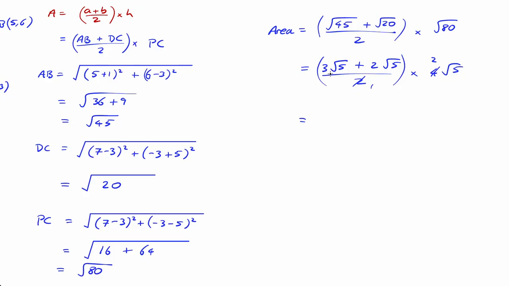Multiply out, I get 3 times 2, which is 6. Root 5 times root 5 is 5. That's 30. And then 2 times 2 is 4. 4 times 5 is 20. 30 plus 20 equals 50, whatever, centimeters squared, whatever it is.